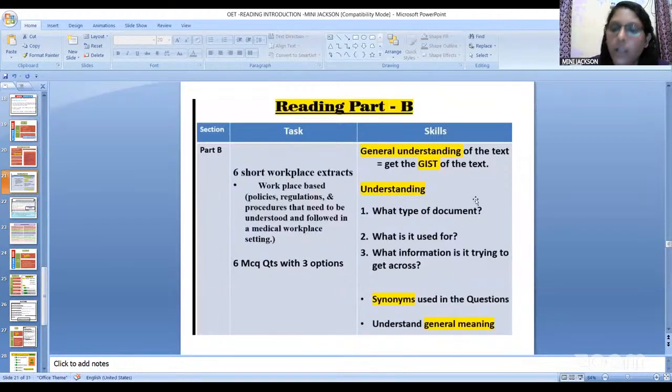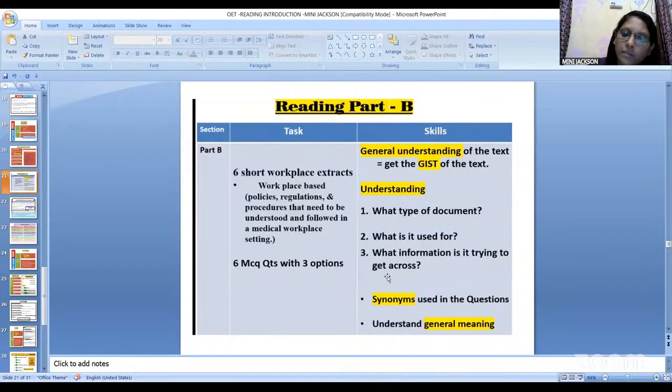If not, you need to understand what type of text is mentioned. Then what is it used for? Why is it used? What is the purpose of the memo or notice, why did they send it? So we need to understand that. Then what information is it trying to get across? That means what information they are going to convey. Maybe they are going to give some kind of instructions regarding the aseptic techniques to follow. Then they will give a brief explanation regarding that. So we need to understand.